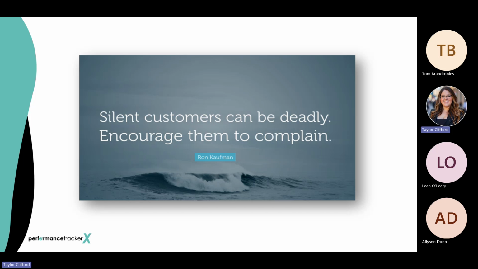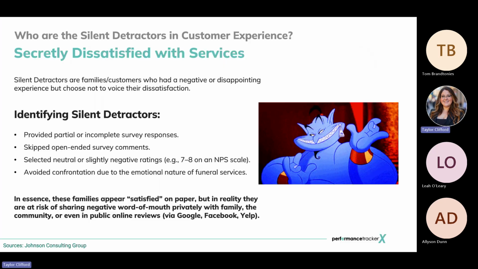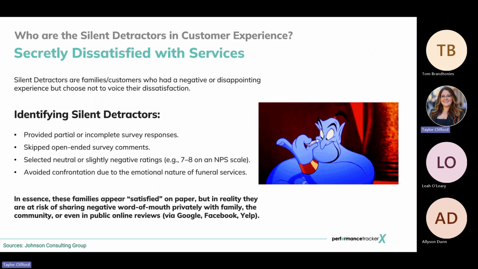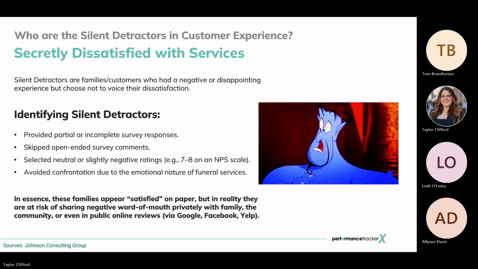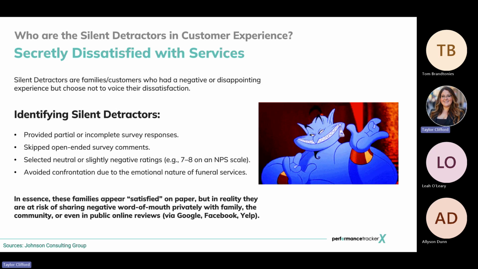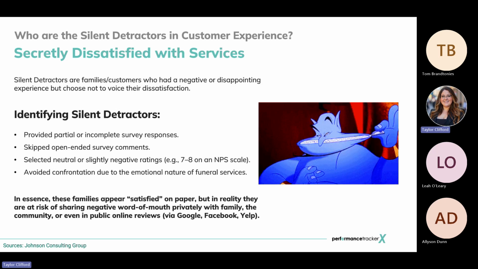So my point in putting this in our presentation today, and starting off with this, is to encourage feedback, regardless of the kind of feedback being given. Silence is really the most detrimental thing to your business. So, who are the silent detractors in customer experience? How can we identify some of these so-called silent detractors?